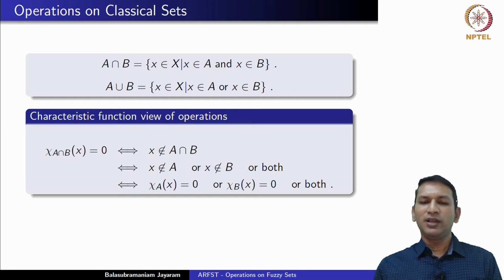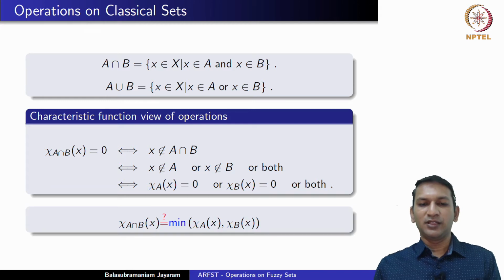Now let's look at whether the formula that we wrote for chi of A intersection B in terms of chi A and chi B, whether that formula is still valid. Now we wrote it as chi of A intersection B of x as min of chi A of x and chi B of x. Let's assume that both chi A of x and chi B of x are 0. That means x does not belong to both of these sets. So minimum of 0, 0 is 0.